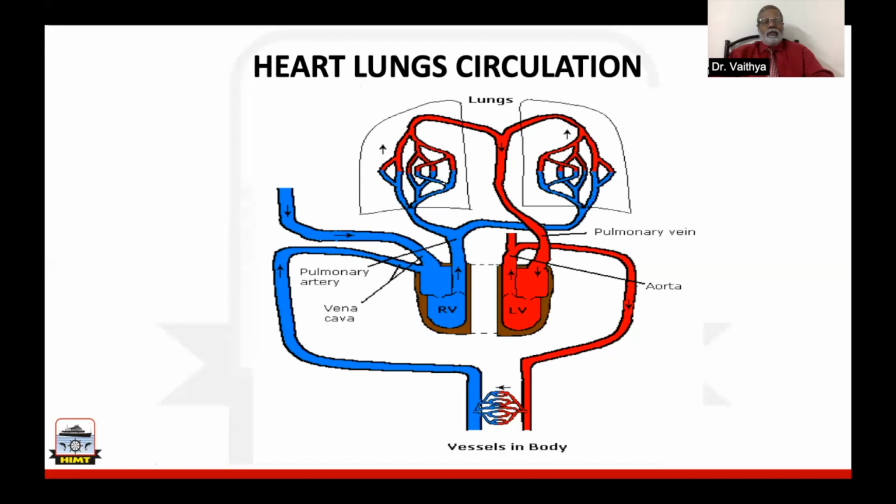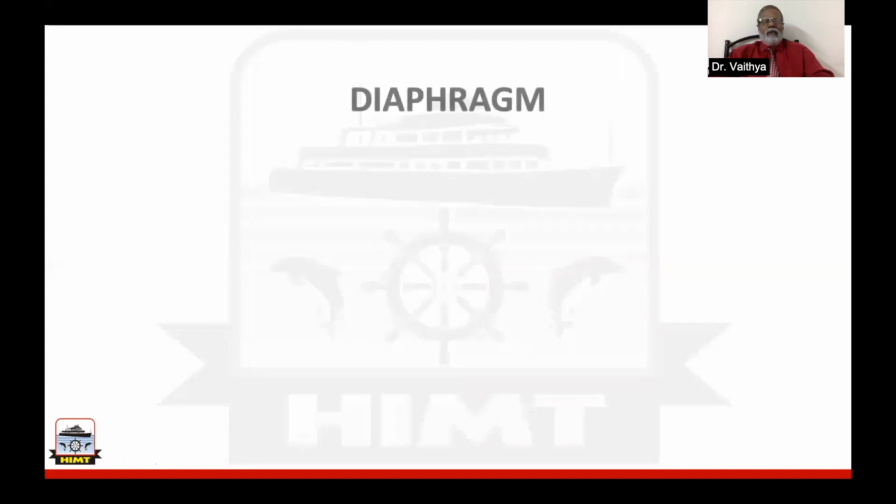So this is how the heart and lungs function. Then we move on to the diaphragm. Heart, lungs, arteries, veins: these are very common terms. You might have heard about them very frequently, but diaphragm mostly is not a very familiar term.